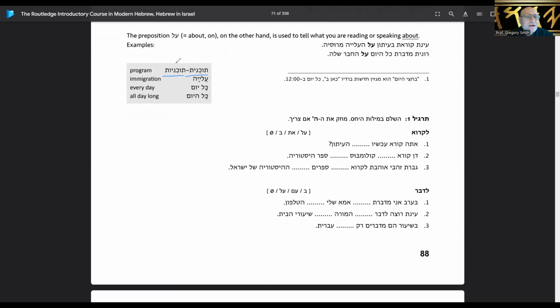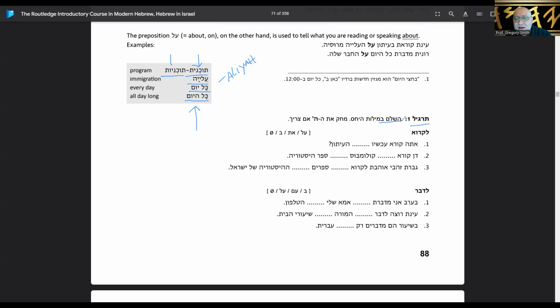Tochnit or tochniot, which is program or programs, immigration, aliyah. Look at that, aliyah. Kol hayom, that's every day. Kol hayom, all day long. This is like all the day. Literally, that's what that says.